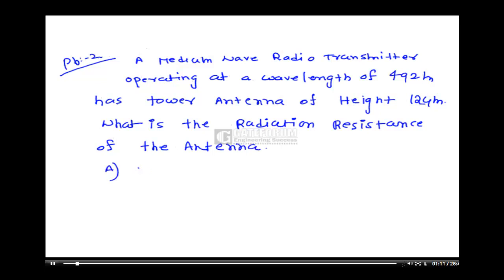Option A, 25 ohms; option B, 36.5 ohms; option C, 50 ohms; option D, 73 ohms.